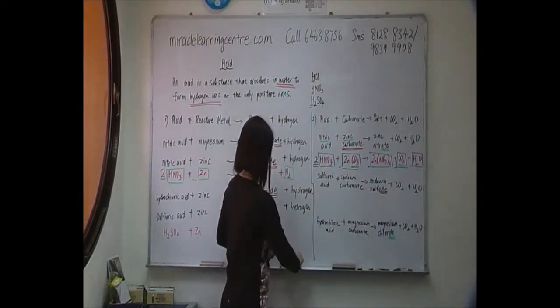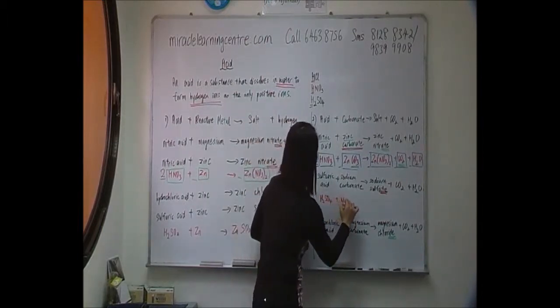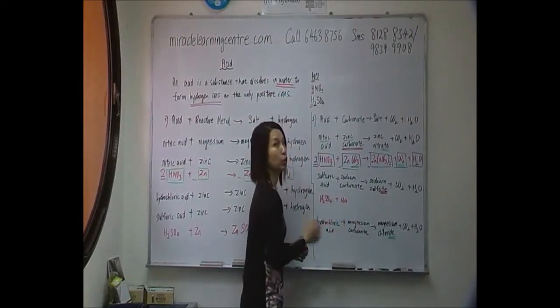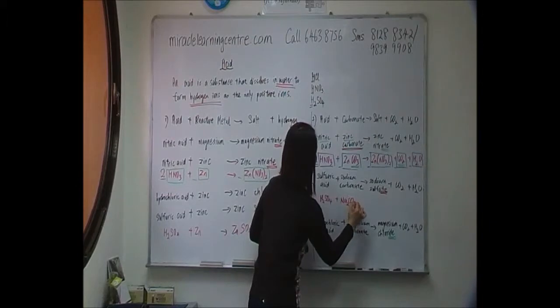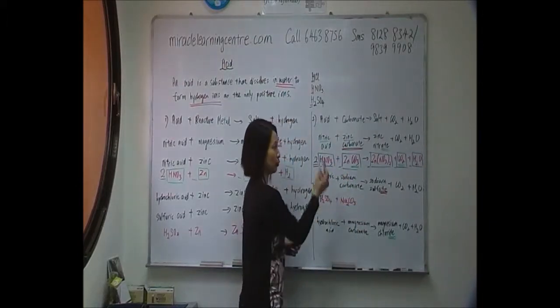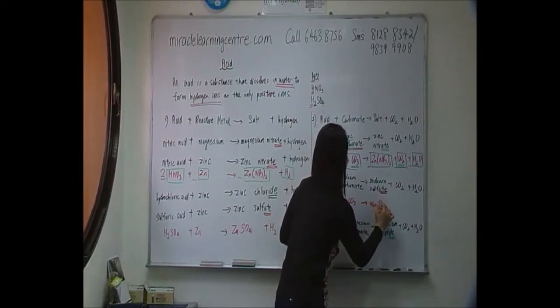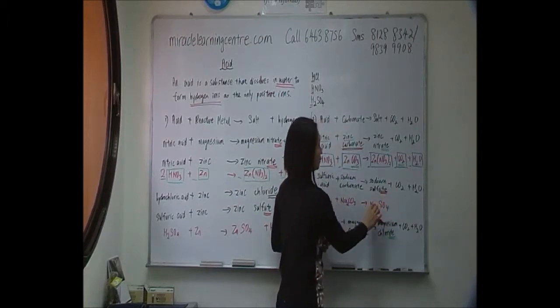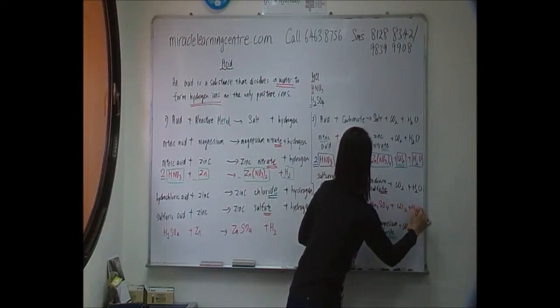Now the next one is sulfuric acid reacting with sodium carbonate, Na plus, CO3 2 minus. So it's Na2CO3. You can actually write it down first before you check answers with me. Sodium sulfate, Na2SO4, because SO4 is 2 minus, Na is plus, carbon dioxide, plus water.